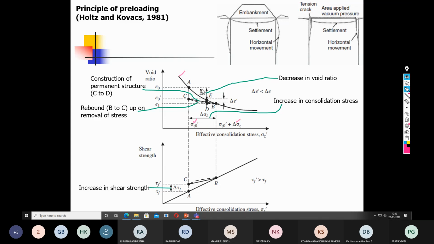So when there was a decrease in the void ratio, the same thing is reflected in the shear strength also. As you can see, this is a Mohr-Coulomb failure envelope, and this is the improvement in the shear strength because of the consolidation phenomenon. So when you do the preloading or the sand drains, it is not only the acceleration of the consolidation, there is also improvement in shear strength of the soil.